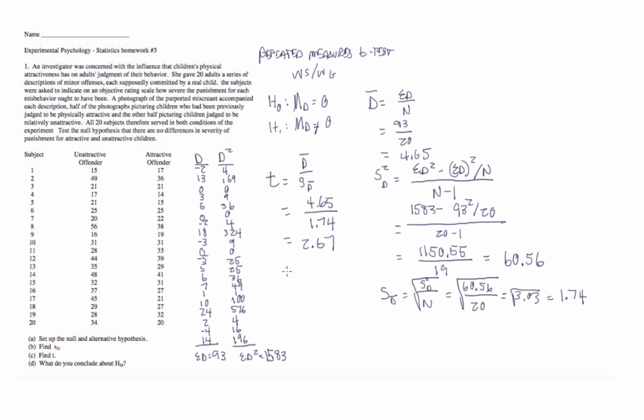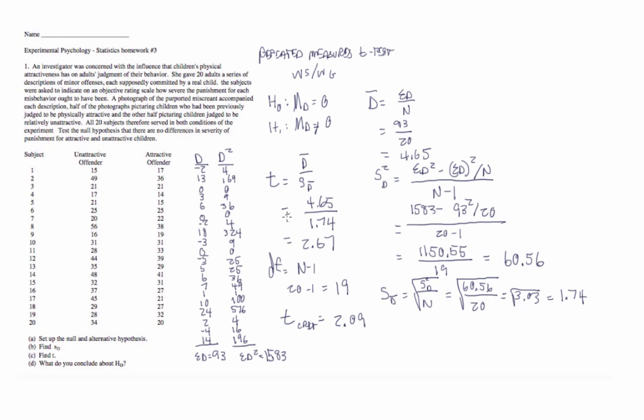Okay, figure out degrees of freedom. Degrees of freedom is going to be equal to n minus 1 because this is a within subjects design. So 20 minus 1 is equal to 19. The t critical associated with 19 degrees of freedom is 2.09.